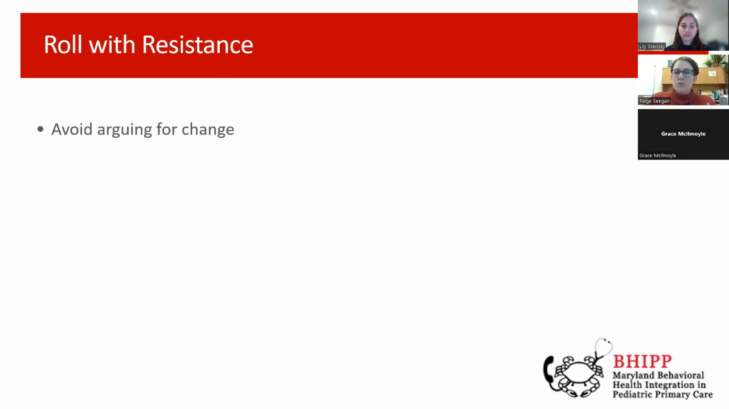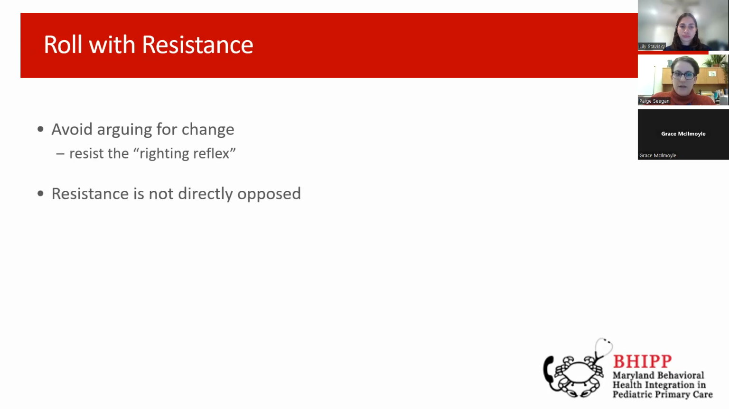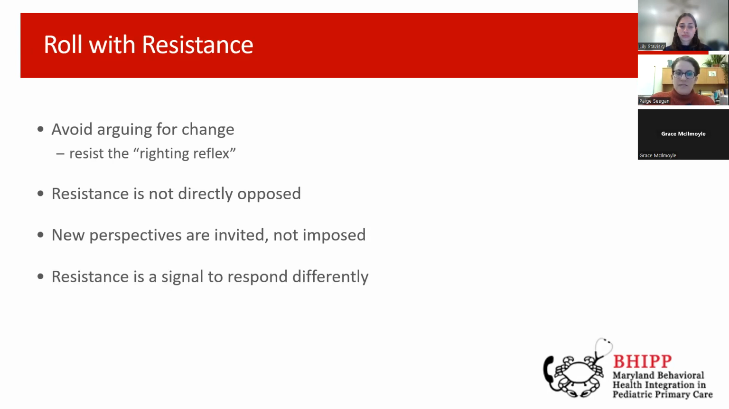So you want to avoid arguing for change. Again, resist that righting reflex. We're not going to directly oppose something. New perspectives are invited, not imposed. So again, we're including the patient, making them an active participant to come up with other things or add information. Resistance is a signal to respond differently. That should be a cue to you that, oh, the strategy I'm using is not working in my favor. I need to change it up and use a different strategy to get my patient to engage better with me.